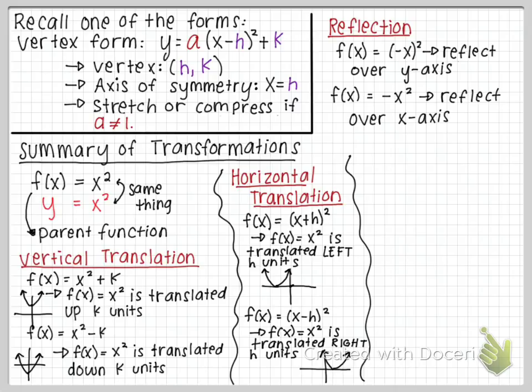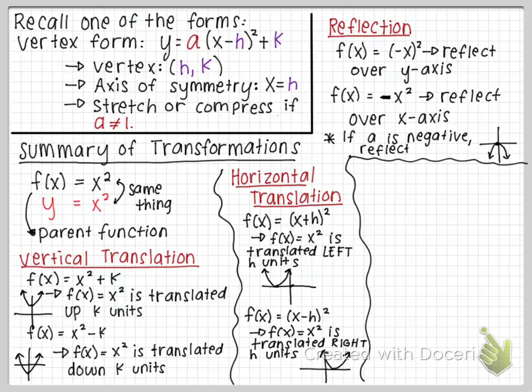So reflection: if f of x equals, and then in parentheses, negative x and then squared, this is a reflection over the y-axis, okay? If the negative is outside of the parentheses, if there are no parentheses here, it's just negative x squared, it's going to reflect over the x-axis, okay?